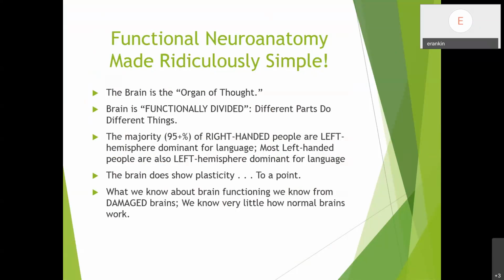You alter the brain, you alter the mind. You can change the mind through education and whatnot, which can oftentimes make changes in brain plasticity. That's to a point. And then we hark back to what I first talked about at the beginning. What we know about brain function, we know from damaged brains. We know very little about how normal brains work. I'm going to talk a little bit more about that in a moment.